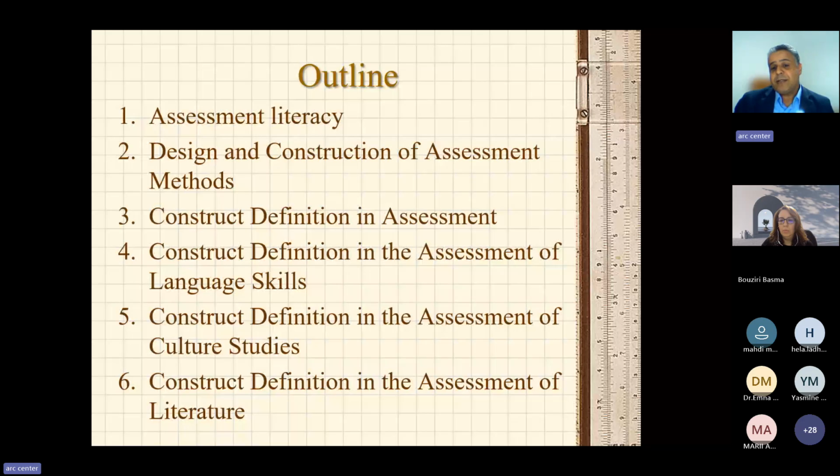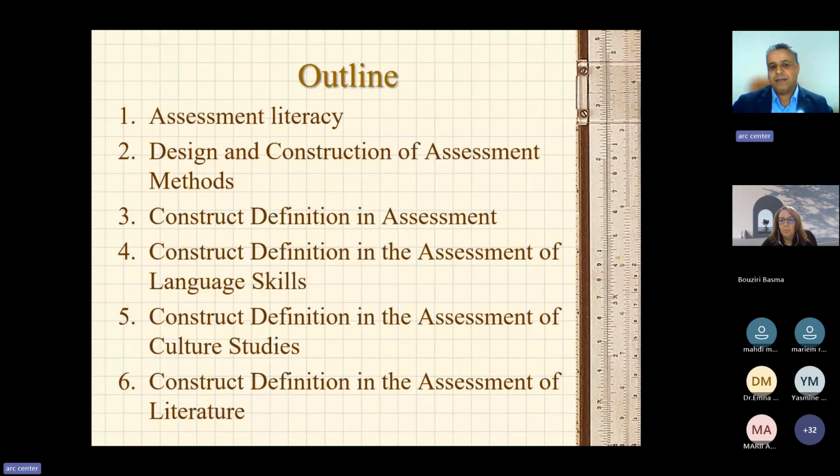So here in this presentation, instead of using the term tests, we will use the term assessment methods because I think there is a mic on, Vesna, so it's quite disturbing. Could you ask the participant to mute the mic? Thank you, Vesna.